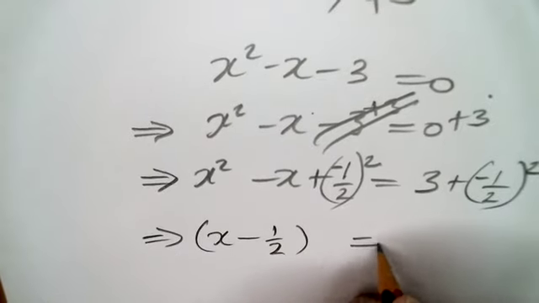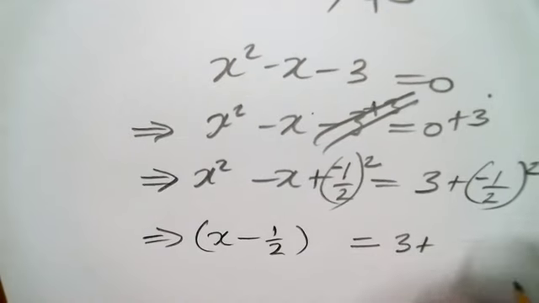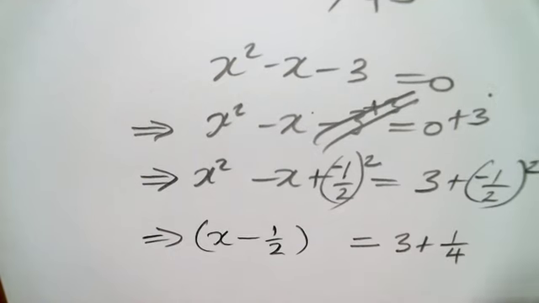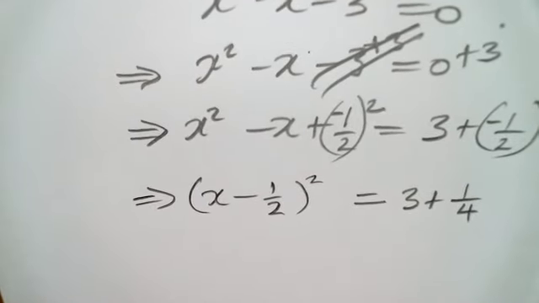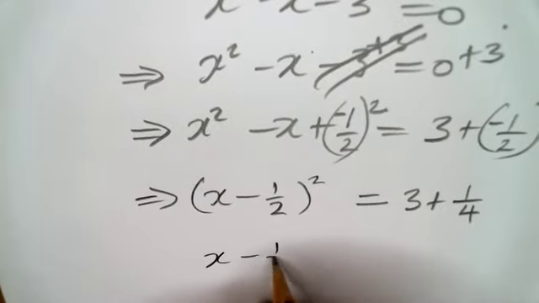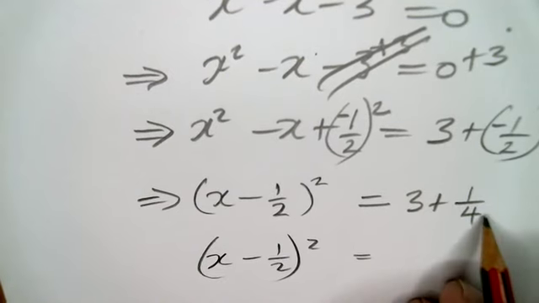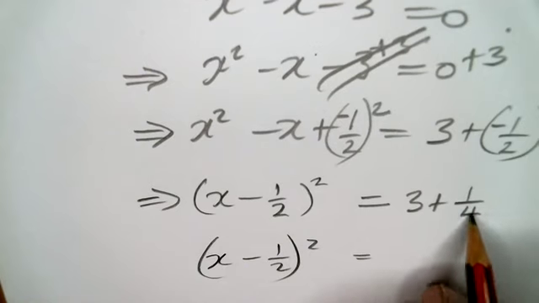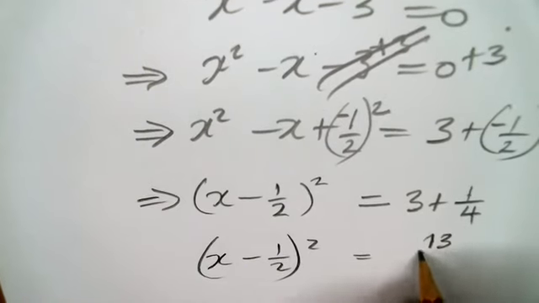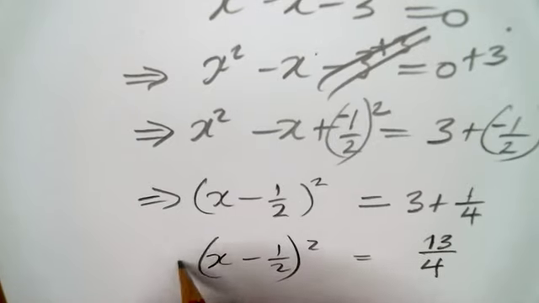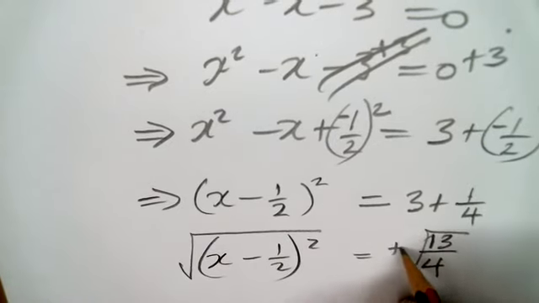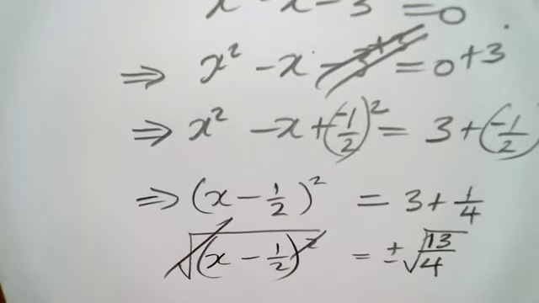And equals, this bit here is going to be 3 plus, well, negative 1/2 squared is going to be plus 1/4. All right, so let's have a look. Oh, that should be a squared. Sorry, that's my bad. So we've got x minus 1/2 all squared is equal to, and I'm going to turn this into an improper fraction: 3 fours are 12, plus 1 is 13 over 4. Find the square root of both sides, and it becomes plus or minus. Square root and square now cancel each other.